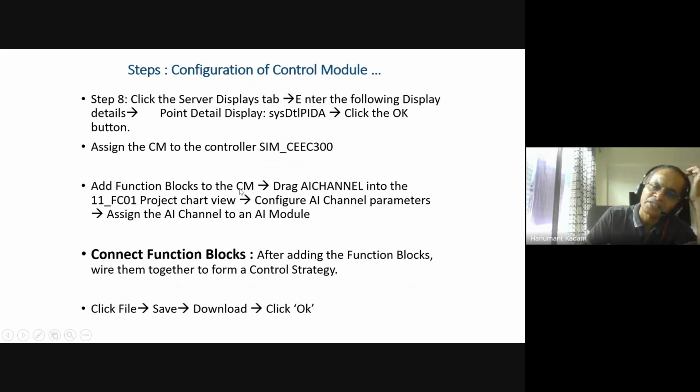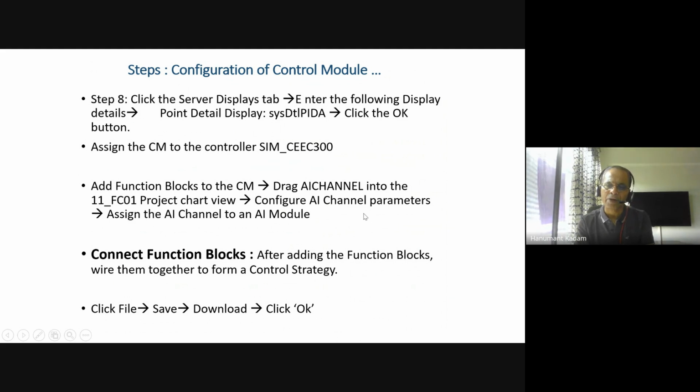So once you have done this, now the function blocks, the AIO blocks, that you have to add. So add function block to the control module, drag AI channel, analog input channel, into the 11_FCO project chart view. It means you selected an AI card, and which channel for this, because you require a single input. So channel one. That channel you have to drag to this project chart view and configure AI channel parameter.